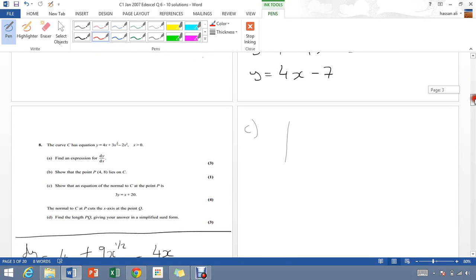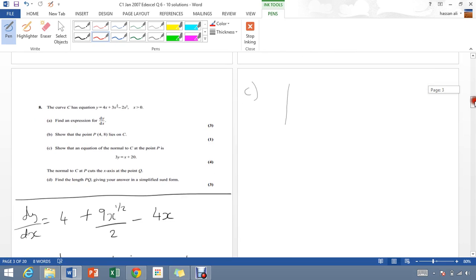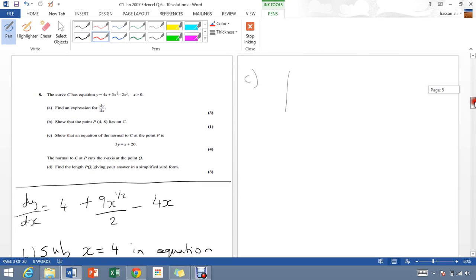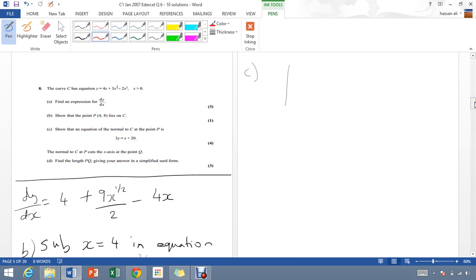Right, moving on to question 8. It's saying the curve C has equation y equals 4x plus 3x to the power of 3 over 2 minus 2x squared. Find an expression for dy/dx. Again, you're differentiating.